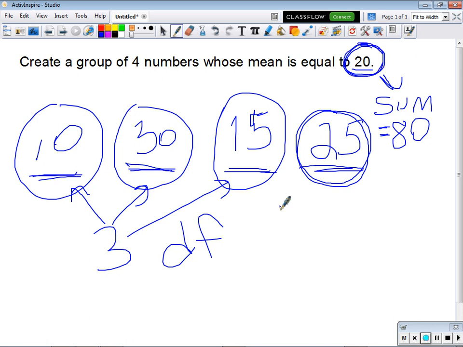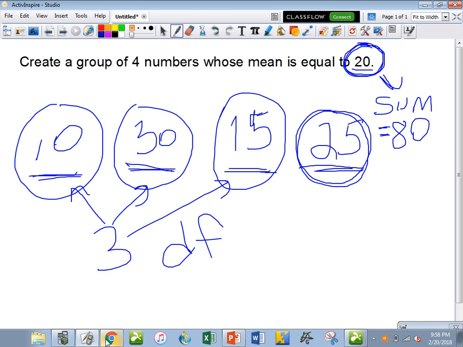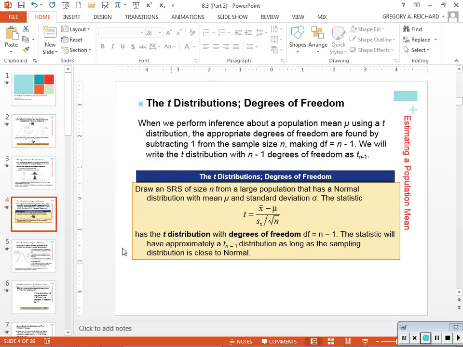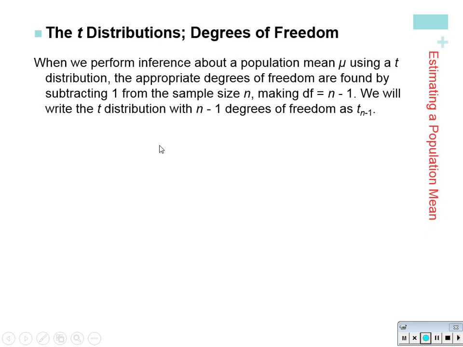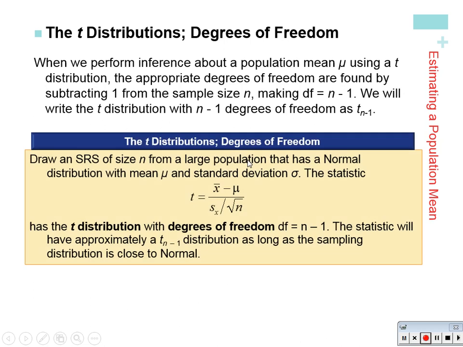So if I come back to the t-distribution, when we're talking about degrees of freedom for a t-distribution, the degrees of freedom is always simply the sample size minus 1. The other thing that we have here is what's called a t-statistic. A t-statistic is found by subtracting the population mean from the sample mean, divided by the sample standard deviation over the square root of the sample size.